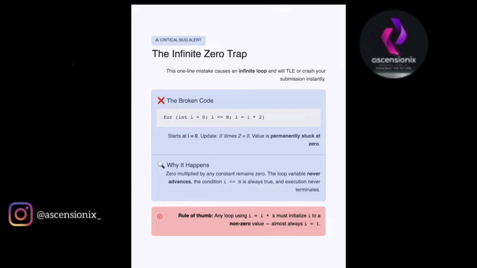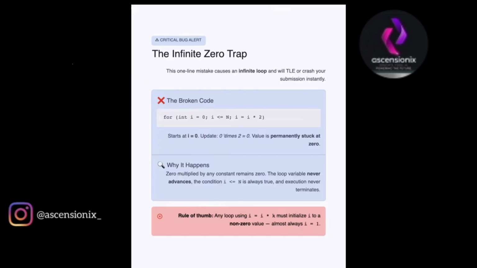So look closely at this loop. What is the starting value of i? It is 0. Let's trace this loop step by step. We start with i equal to 0, and at the end of the first iteration, we execute the update step, i = i * 2. So what is 0 times 2? It is still 0. So in the next iteration, i is 0. We multiply by 2 again and it remains 0. So no matter how many times this loop runs, i will never increase.